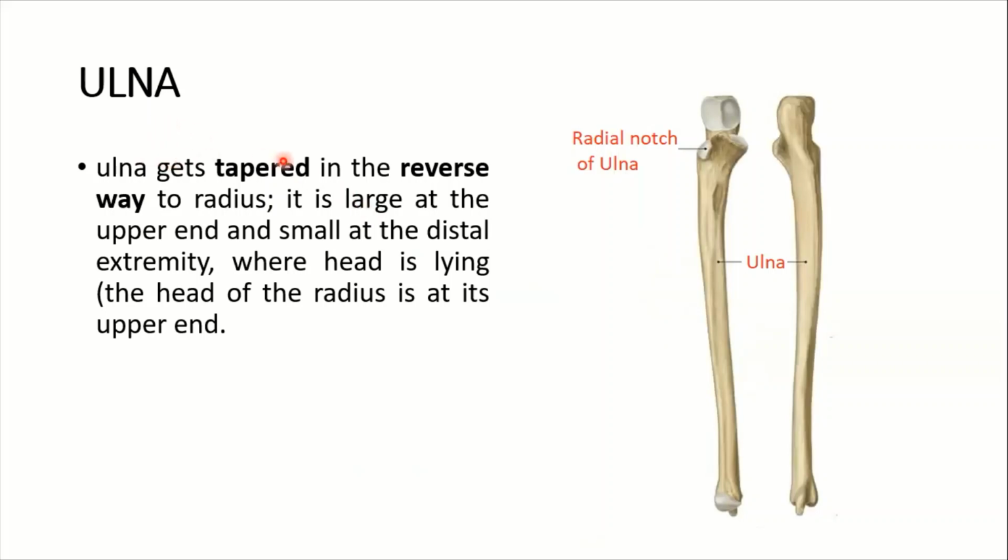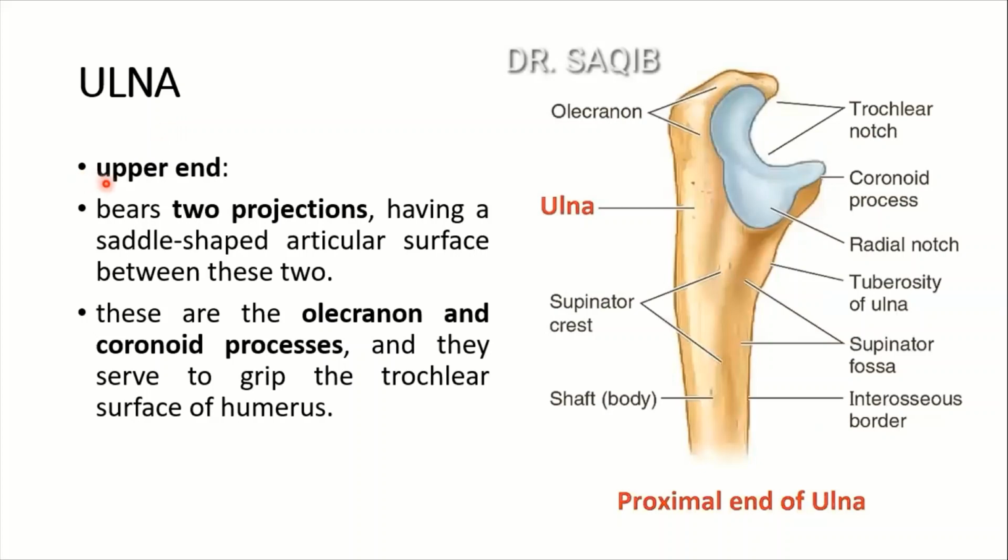Ulna gets tapered in the reverse way to the radius. It is large at its upper end and small at the distal extremity, where the head is lying. The head of the radius is at its upper end. Here you could see it is large at the upper end, the ulna, and it tapers as it goes down. It is the reverse in the case of the radius, which gets broadened as it goes distally. So let's talk about the upper end of the ulna.